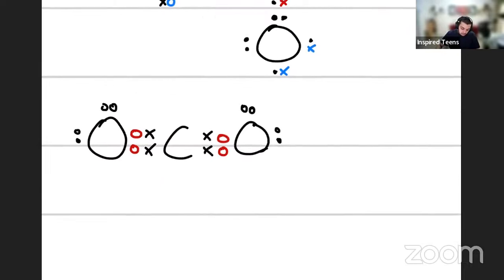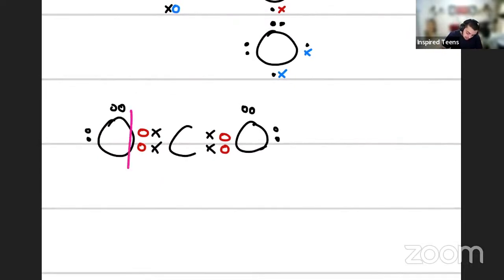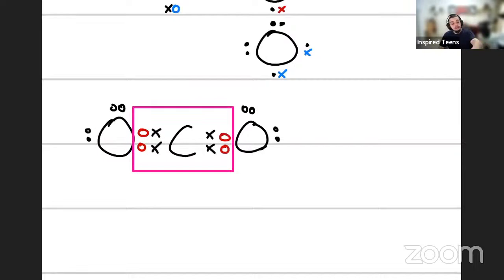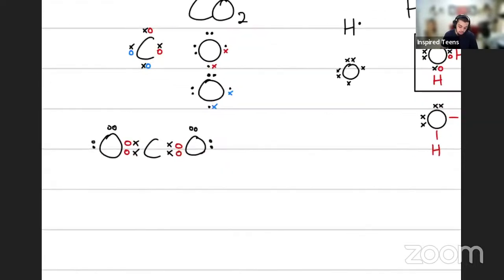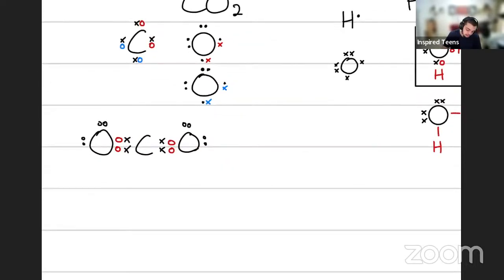And then when you finally check your carbon in the center with its bonding, because now that it's bonded, the amount of valence electrons, you count it with its bonding pairs. In this case, it's 8. 1, 2, 3, 4, 5, 6, 7, 8. Okay, and that's how you form the Lewis diagram for carbon dioxide.